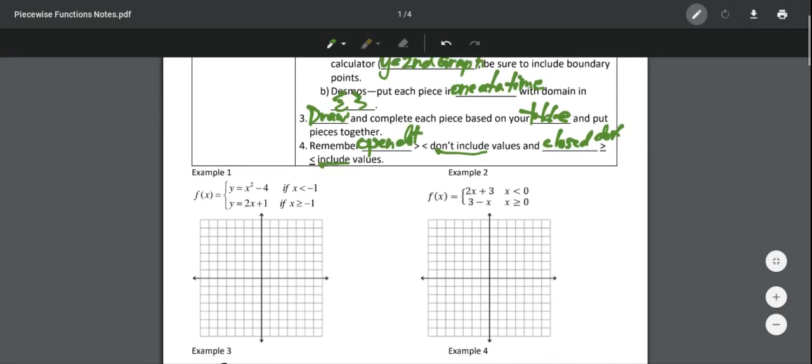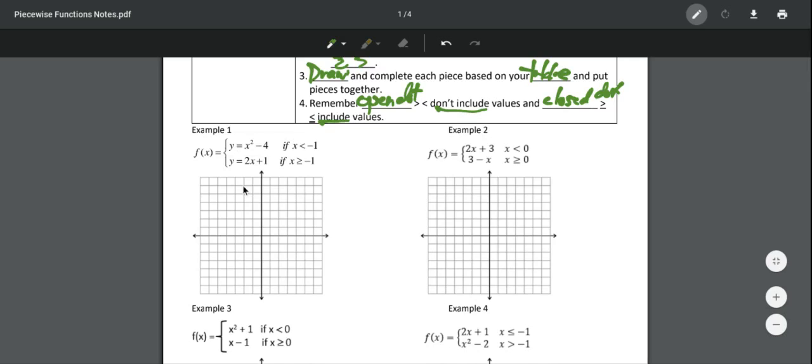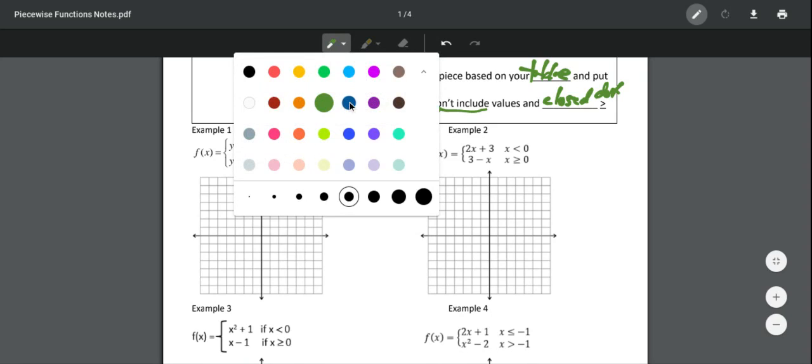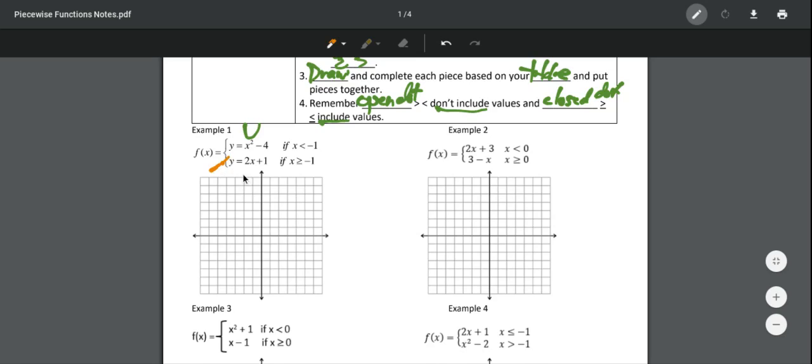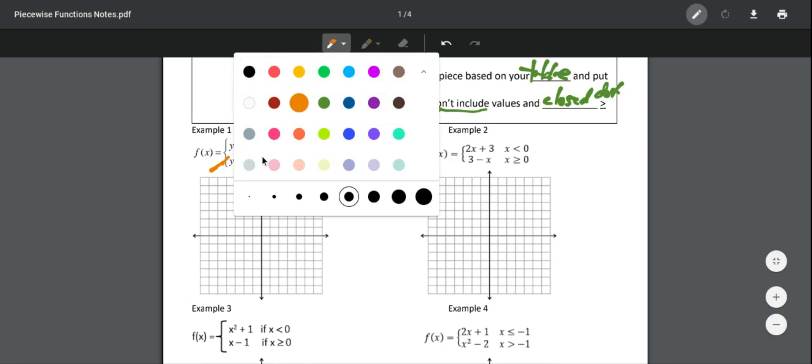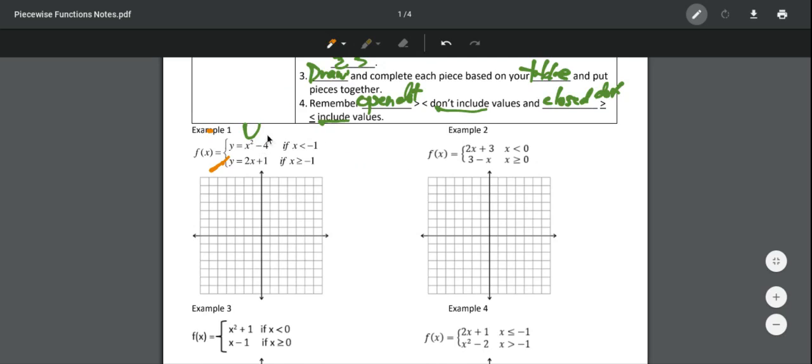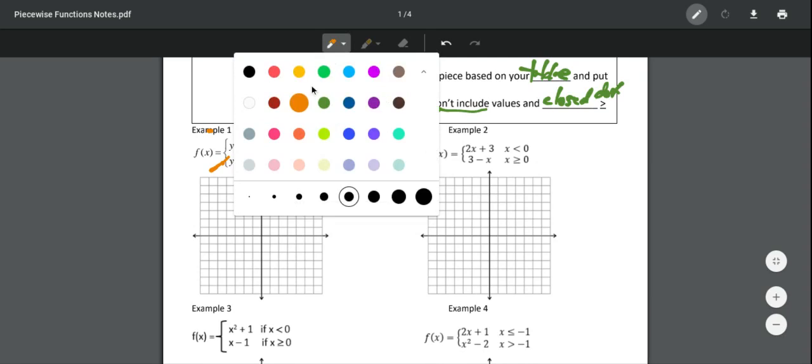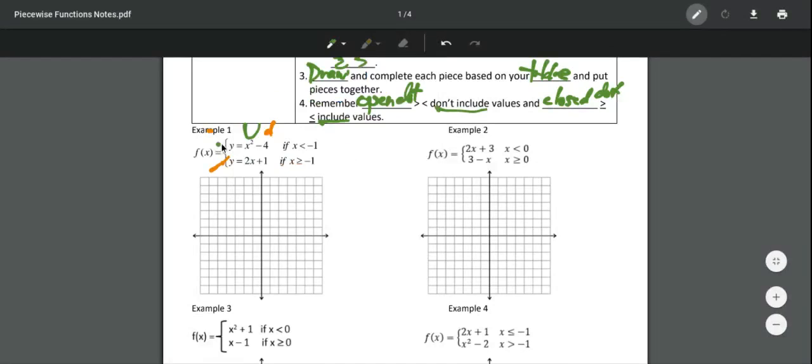Okay. So here we have two pieces. We have this square function, so this is a quadratic. So we know this is a parabola, right? We have this linear function. So I'm going to make this a different color, let's do orange here. So with this parabola, we know that the parabola is shifted down 4.